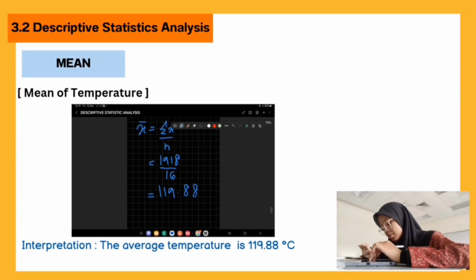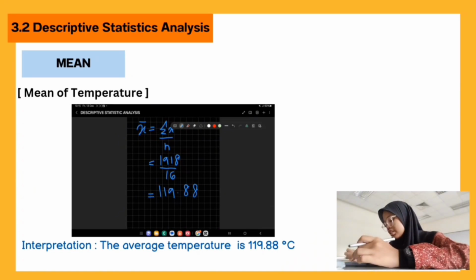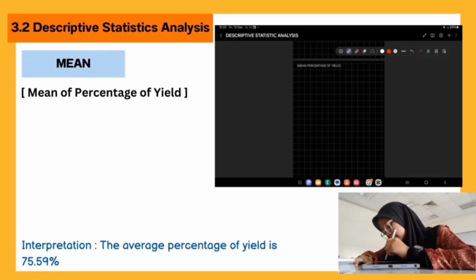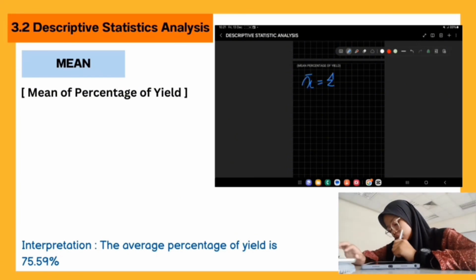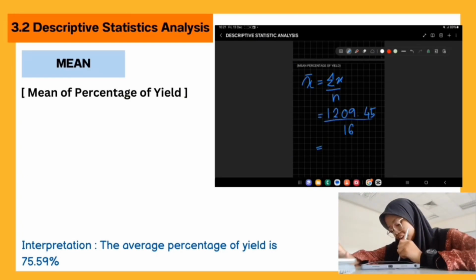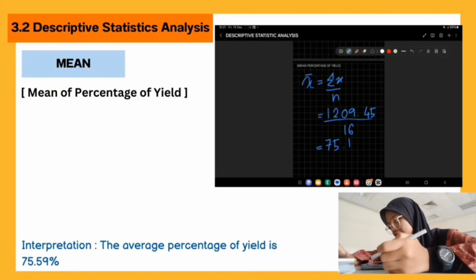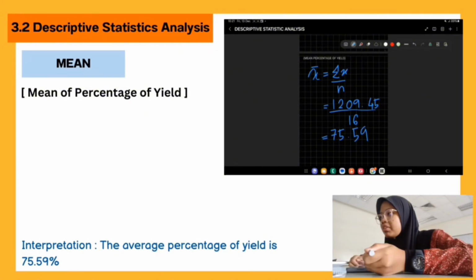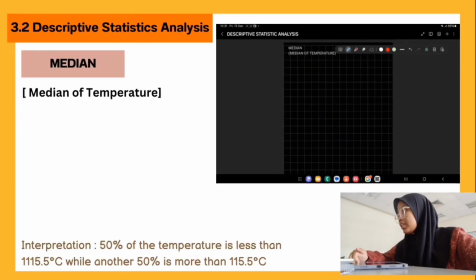So for the interpretation, the average temperature is 119.88 degrees Celsius. Let's continue with the mean percentage of yield. First of all, we have to rewrite the formula just like just now, which is mean equals total of x over n, and the answer is 75.59. For the interpretation, the average percentage of yield is 75.59%. Next, median of temperature.